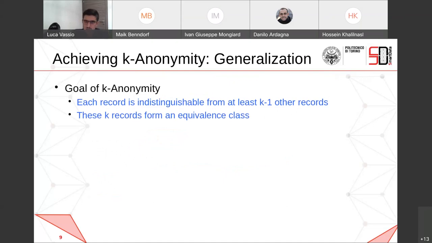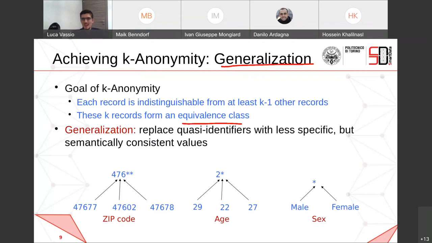Let's see one way to achieve K-anonymity, that is generalization. So each record should be indistinguishable. And so these records that are indistinguishable are called an equivalence class. And the idea is that we have to create these equivalence classes by replacing the quasi-identifiers that are too specific with less specific ones that still keep semantics. So if you think about the zip code, well, maybe 5 digits is too much. Let's just keep the first 3 digits. That usually means it's still in the same area.